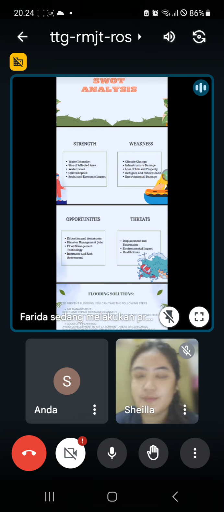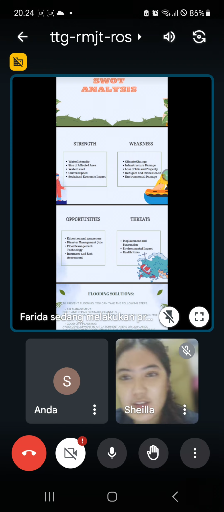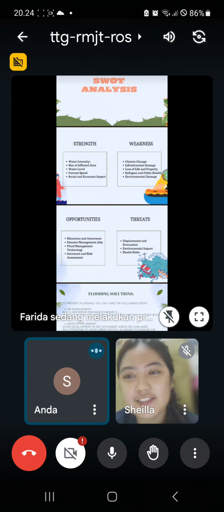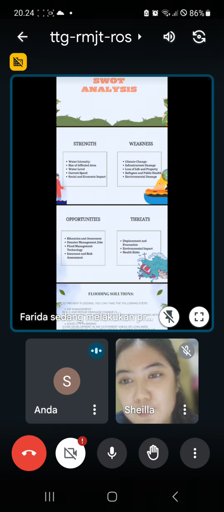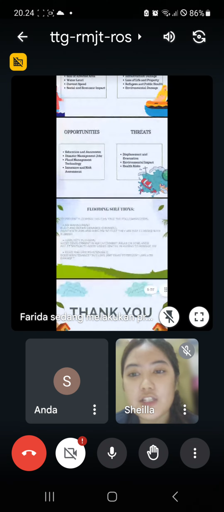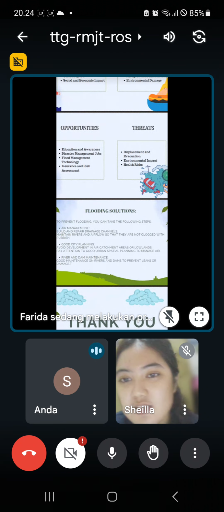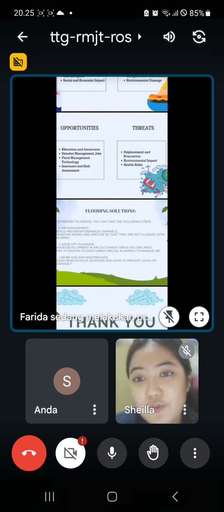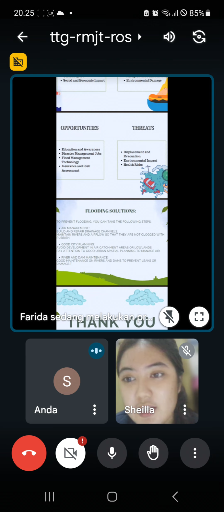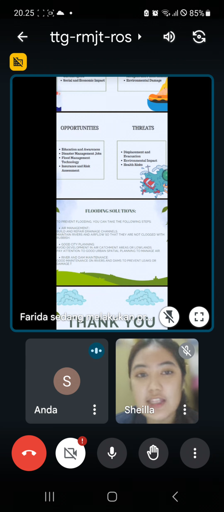And then we continue to our sister, Sheila. And then opportunity. There are five. The first is education and awareness. Floods can be a momentum to increase public education and awareness about climate change and the importance of flood prevention measures. And the second is disaster management jobs. There is an emerging need for disaster management experts, rescue workers, and other related jobs.